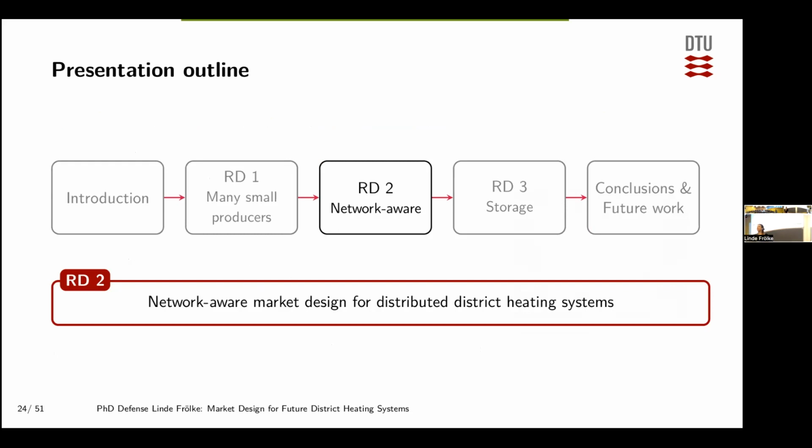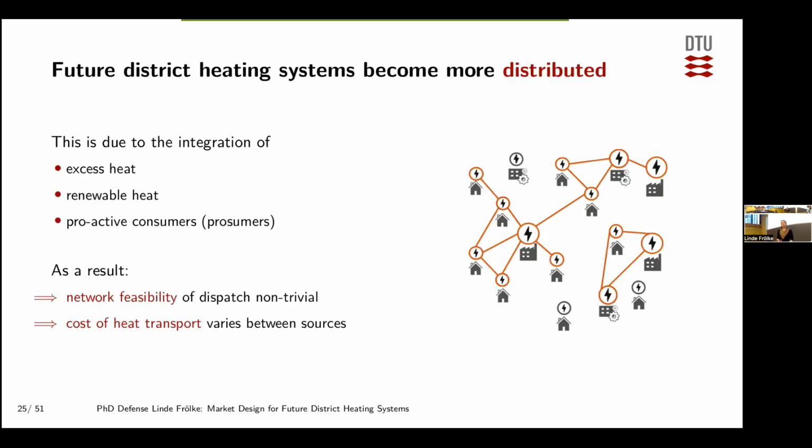Then I will move on to the second research direction, network-aware market design for distributed district heating systems. So it is expected that future district heating systems will become more distributed due to the integration of some new participants in these systems. The first two are excess heat and renewable heat, and they can be located anywhere in the system. And also proactive consumers, or prosumers, are located throughout the district heating network.